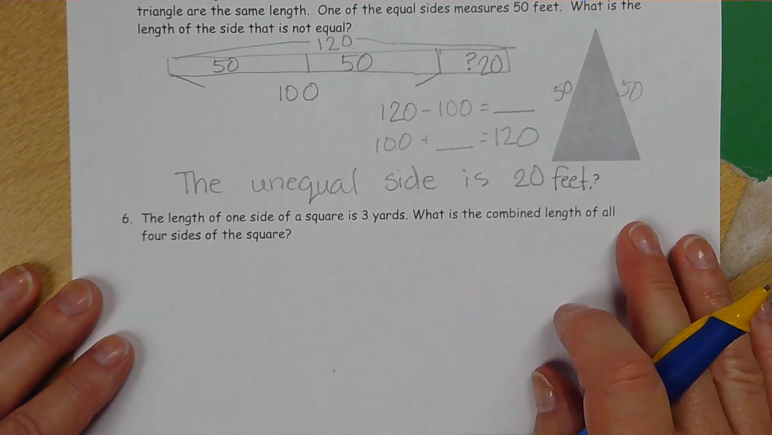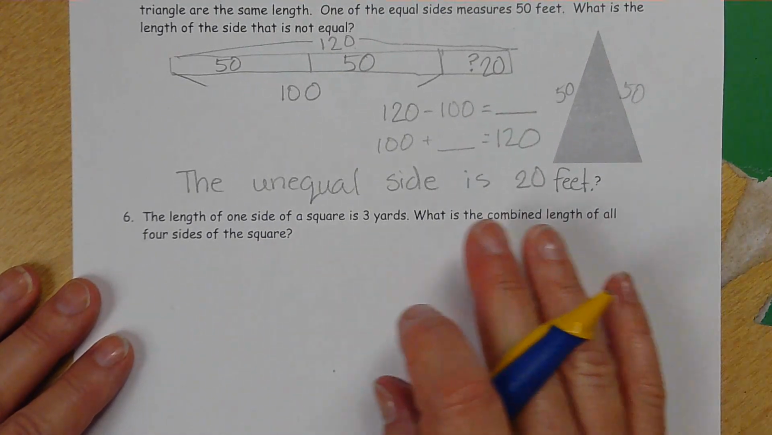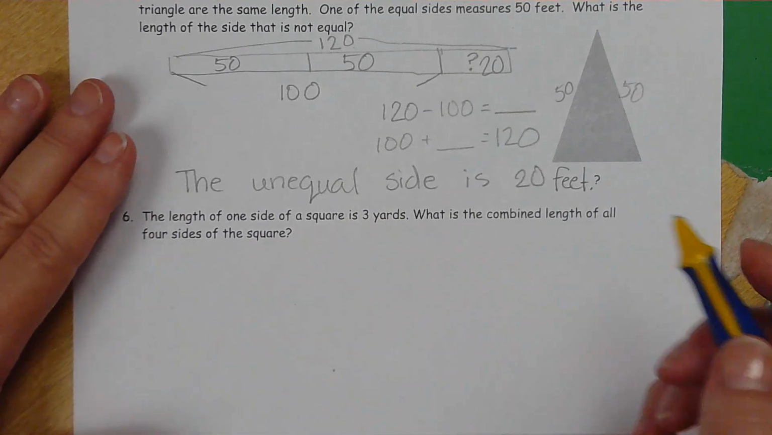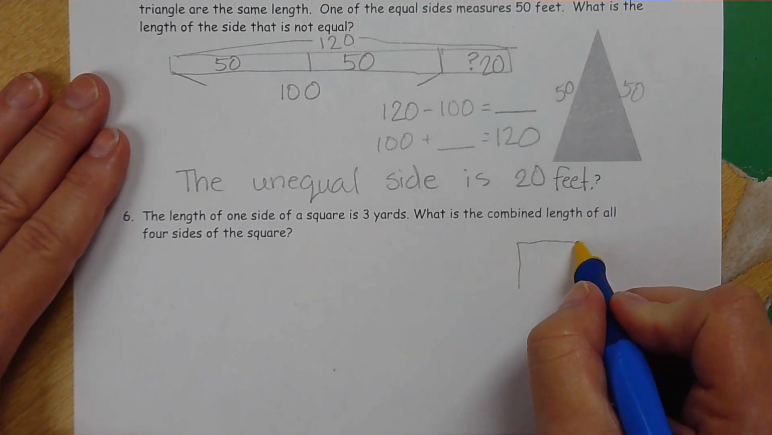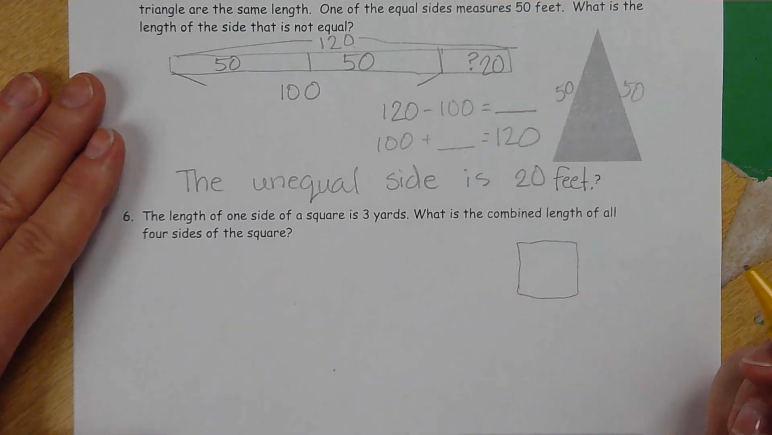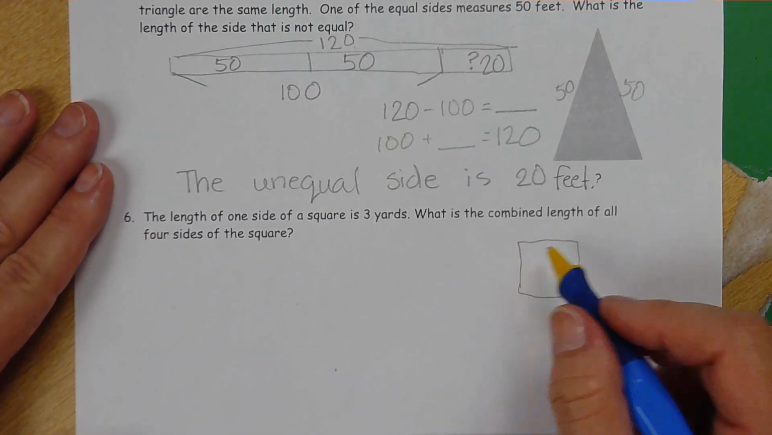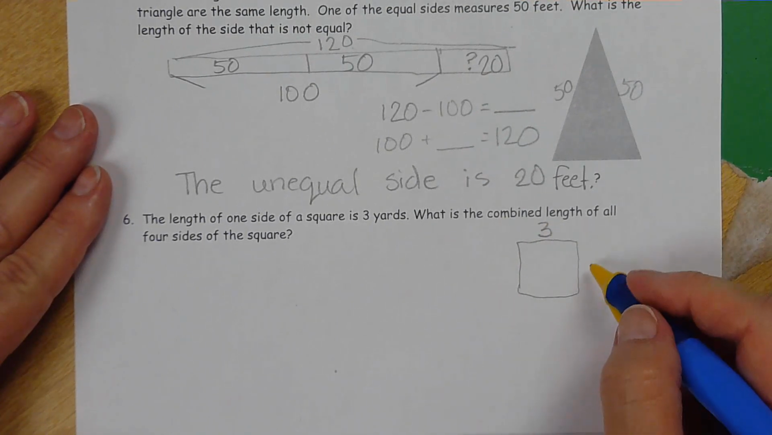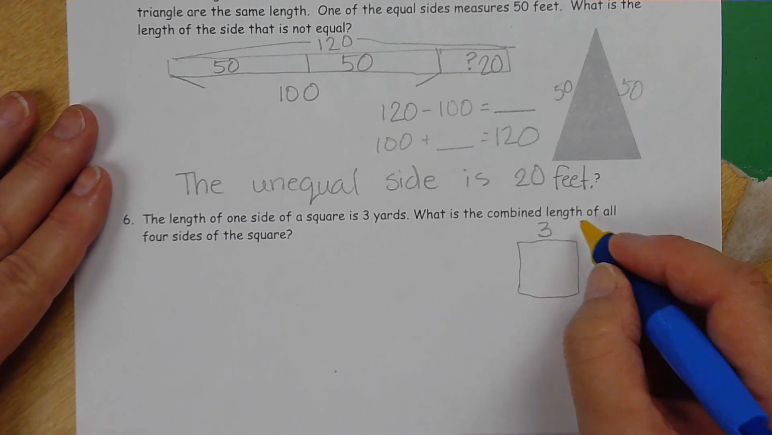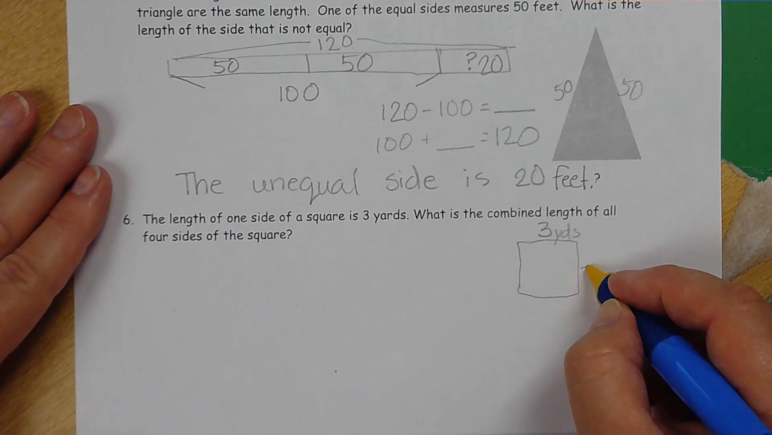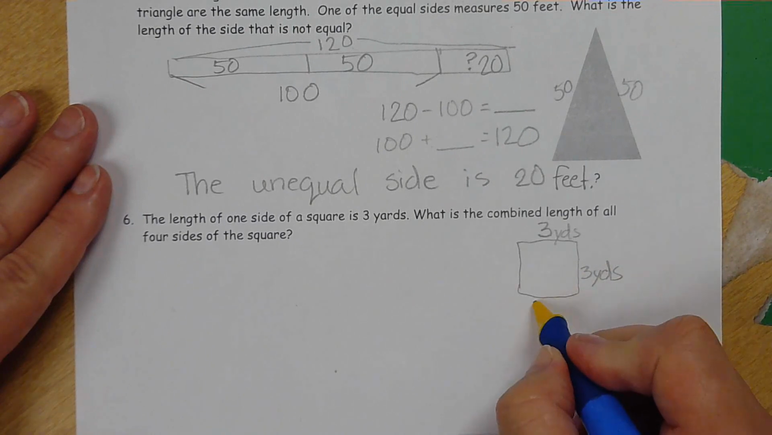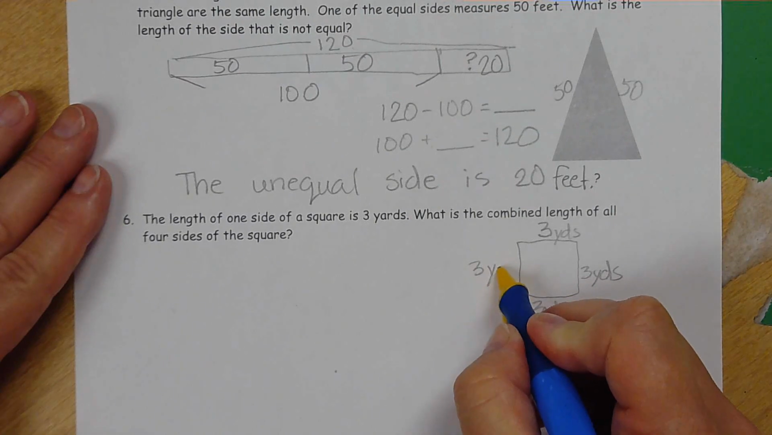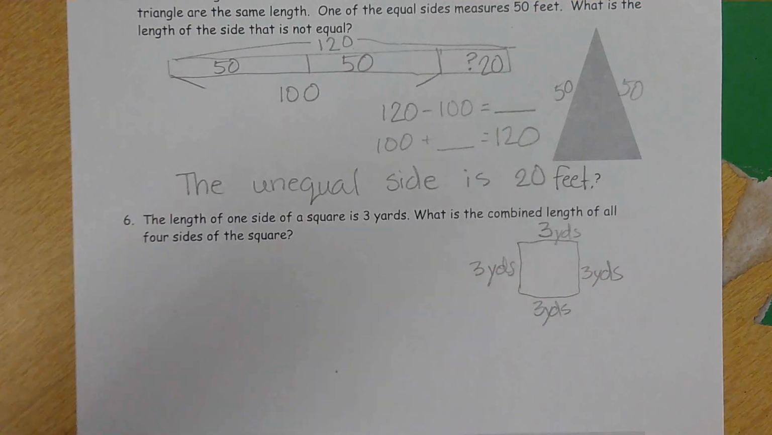Last one. The length of one side of a square is 3 yards. What is the combined length of all 4 sides of the square? So I'm going to just draw my square over here. It's difficult to draw a perfect square because all the sides have to be the same. So this is 3 yards. So what is this? All sides are the same. This one is 3 yards. This one is 3 yards. So this one is 3 yards. And this one is 3 yards.